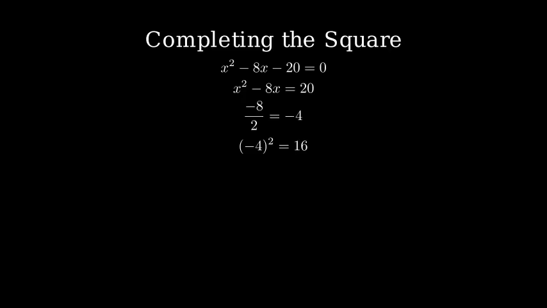Let's visualize why this works with an area model. The term x squared represents a square with side length x. The term negative 8x represents two rectangles, each with width x and height negative 4. To complete the square, we need to add a smaller square with side length negative 4, which has area 16.